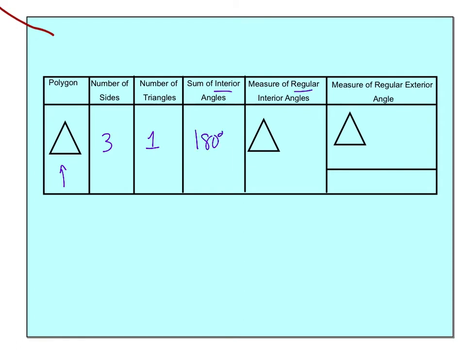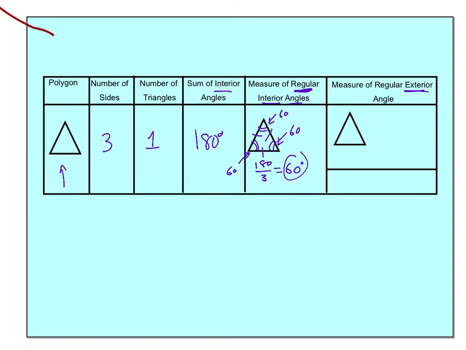The measure of regular interior angles. Regular has a very distinct meaning in geometry. When you say regular, that means all sides are equal and all angles are equal. So here you would just take 180 divided by 3, and it's going to be 60 degrees. Each angle here would be 60 degrees.